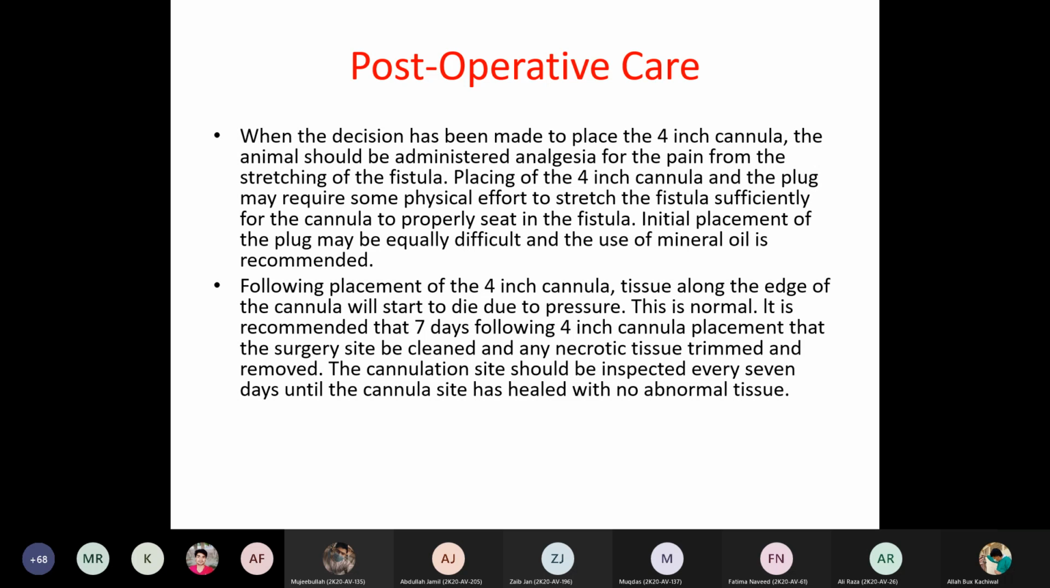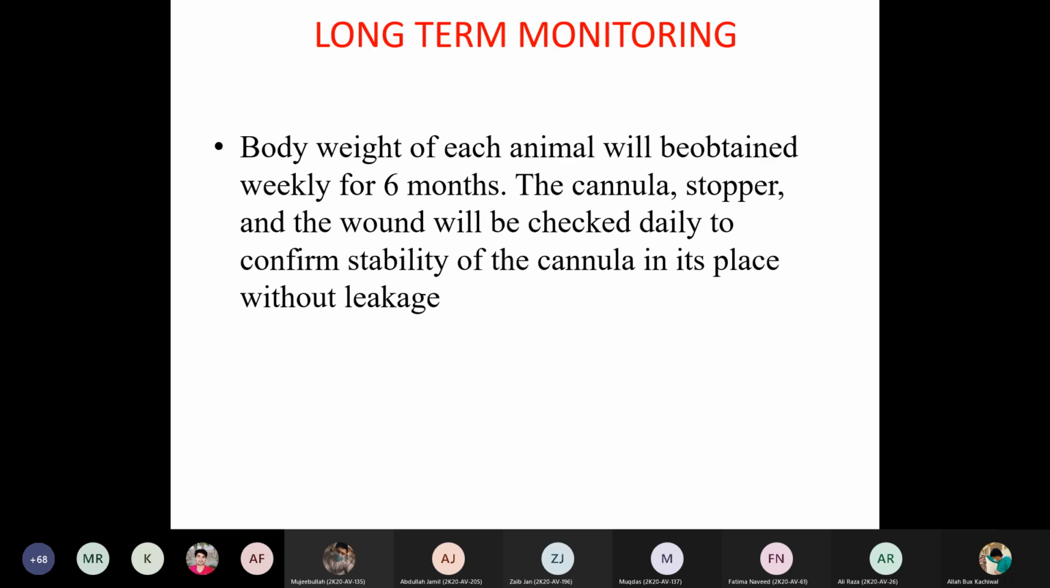Following the placement of the 4-inch cannula, tissue along the edge of the cannula will start to die due to pressure. This is normal. It is recommended that 7 days following the 4-inch cannula placement, the surgery site be cleaned and any necrotic tissue trimmed and removed. The cannulation site should be inspected every 7 days until healed. Body weight of each animal will be obtained weekly for 6 months.